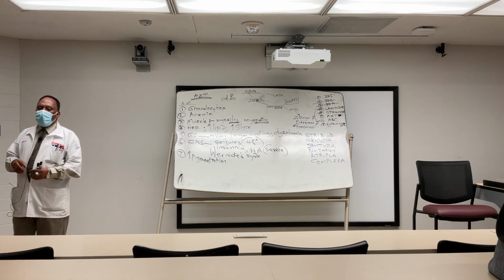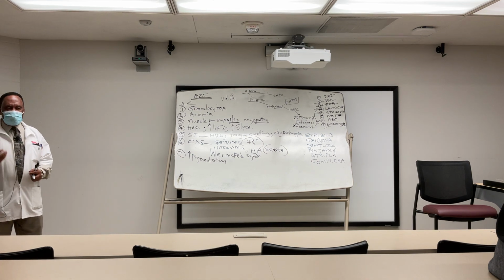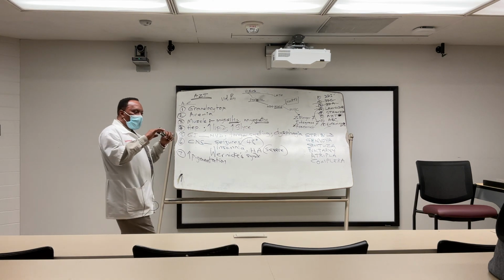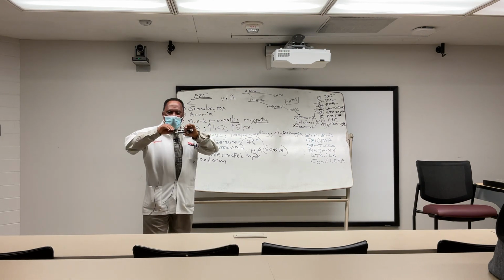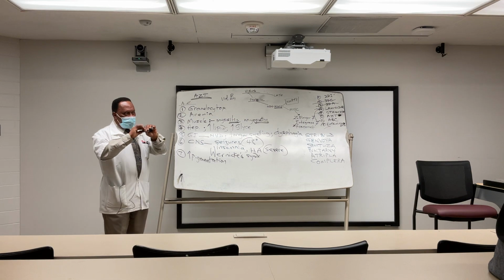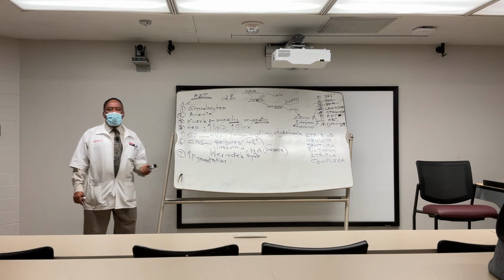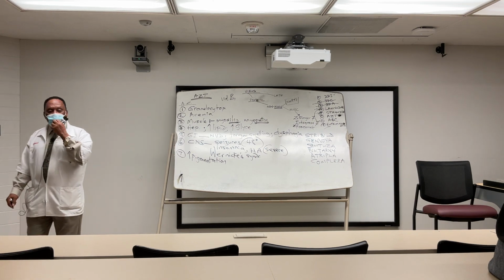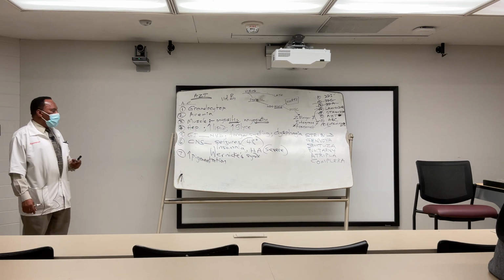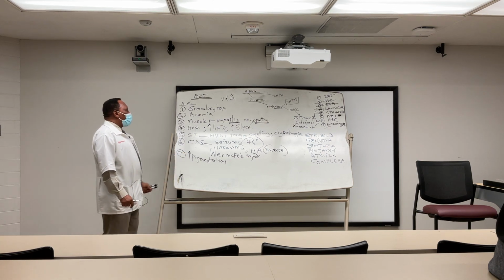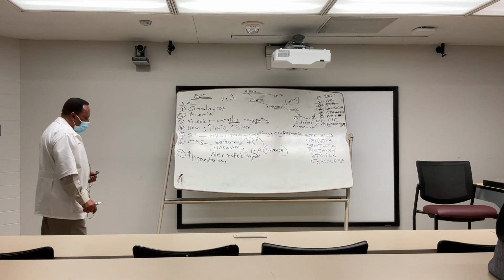Hyperpigmentation. Usually you have a bluish discoloration of the skin and the nails, both toenails and fingernails. And that is seen more in blacks, or it's more pronounced, let's put it that way. It's more pronounced in blacks than in whites.